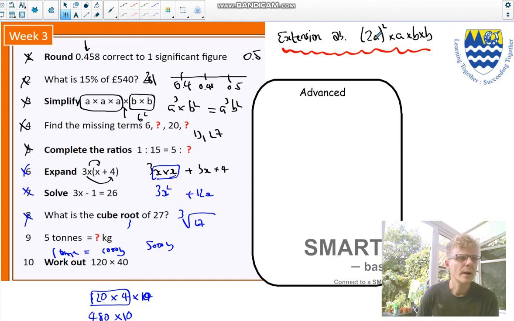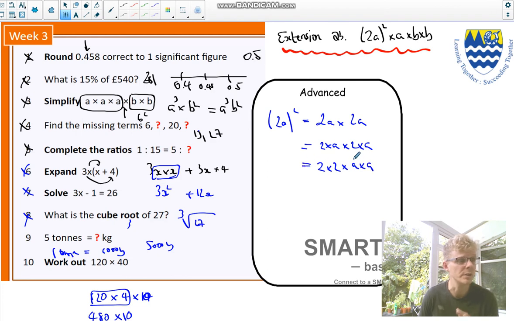So we've got 2a all squared. Let's think about that in its own right first. Something squared, no matter what the something is, is times it by itself. So this is the same as 2 lots of a times by 2 lots of a. Let's think about the multiplication reordering that we did when we expanded 3x times 4 here. So let's rewrite it first. It's 2 times a times 2 times a. Let's reorder it. So that's 2 times 2 times a times a. It's exactly the same multiplication. I would get the same answer.